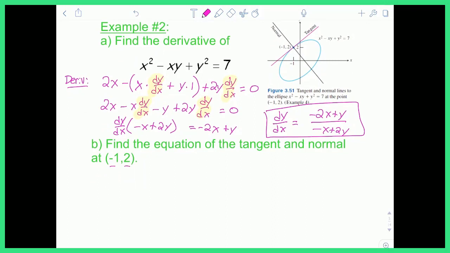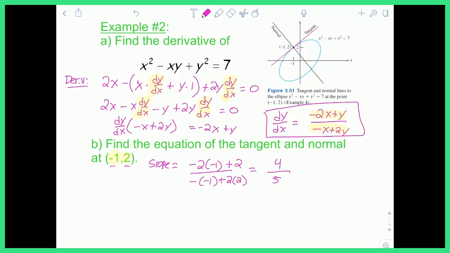Only this time it's a little more interesting because we'll actually use both x and y in our derivative formula. So the slope is equal to negative 1, 2 plugged into the derivative. So this is going to be negative 2 times the x value plus the y value, all divided by negative times the x value, plus 2 times the y value, which is the 2. So let's find the slope. Numerator is positive 2 plus positive 2 is positive 4. Denominator is positive 1 plus positive 4, which is positive 5.